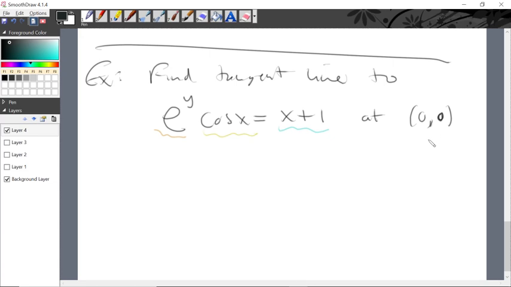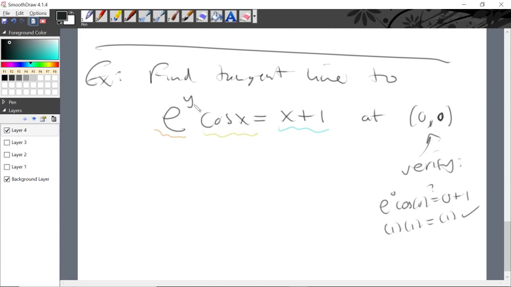Let's verify that this is a point that satisfies the equation. E to the 0 times the cosine of 0 is equal to 0 plus 1. Is that true? Well, e to the 0 is 1, cosine of 0 is equal to 1, and 1 times 1 is equal to 0 plus 1, which is 1. So yes, this is a point that lies on this curve.